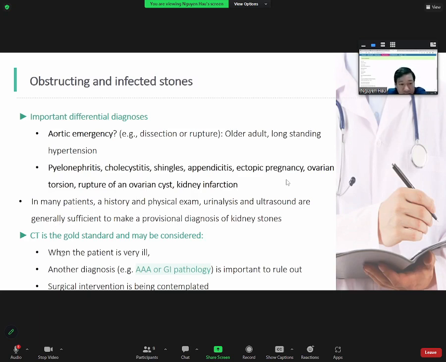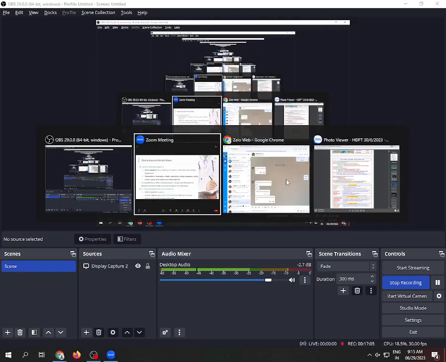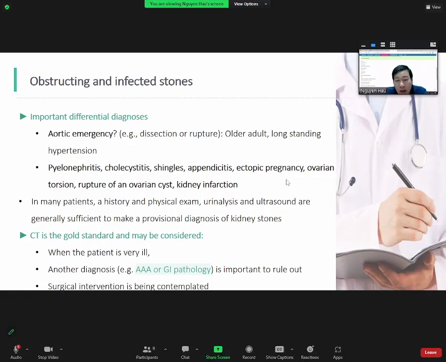CT scan is the gold standard in many situations. If you want to know the size of the kidney stone, you only use CT scan with no contrast. But in difficult situations, you have to do CT scan with contrast to make the right diagnosis, make the differential diagnosis, and know what complications the patient has.